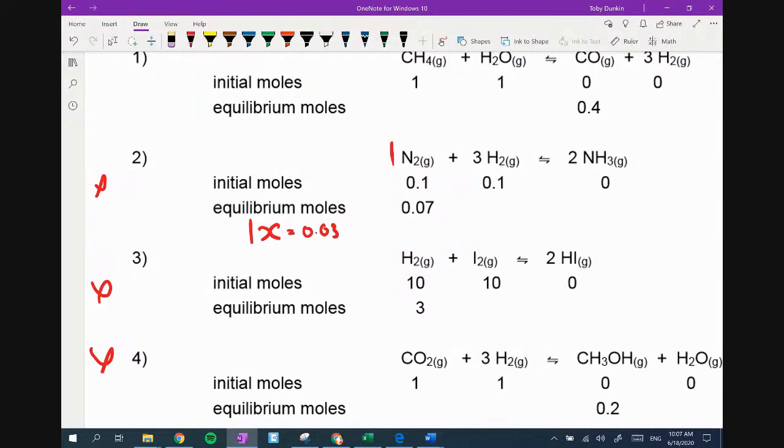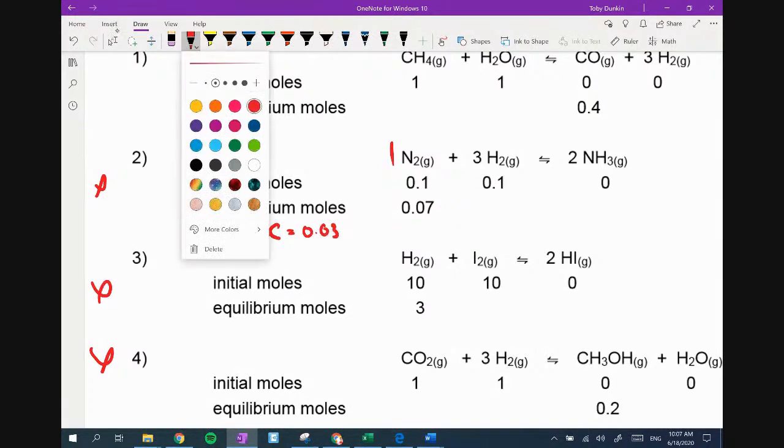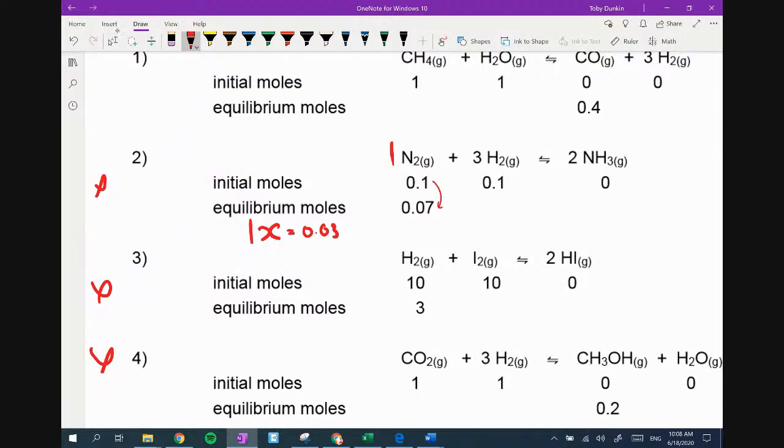Right, hang on a sec. This is where I need to shrink my pen massively, as small as I can go. That there has lost 0.03. This one is going to lose 0.03 multiplied by 3, its stoichiometric value. 0.03 times 3 is 0.09. And then I go 0.1 minus the answer. So I'm going to end up with an equilibrium moles of 0.01 of that one. Sorry that it becomes really hard to see.